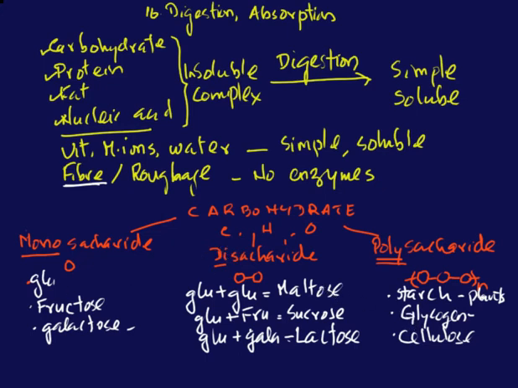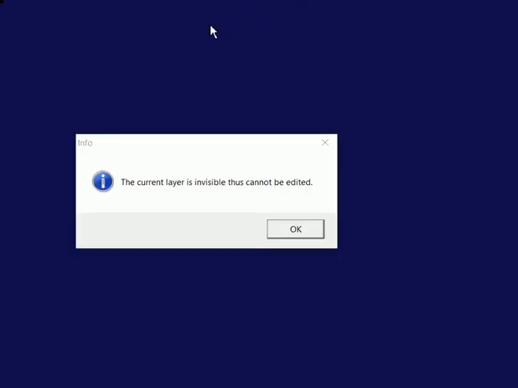Let's study about the second component of the food, which is known as the protein. Here you can see the protein. Proteins are made up of carbon, hydrogen, oxygen, and nitrogen. This is only in protein, the nitrogen.